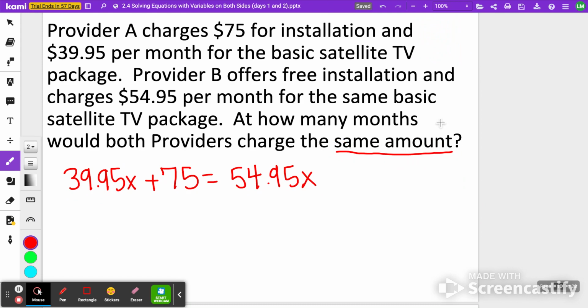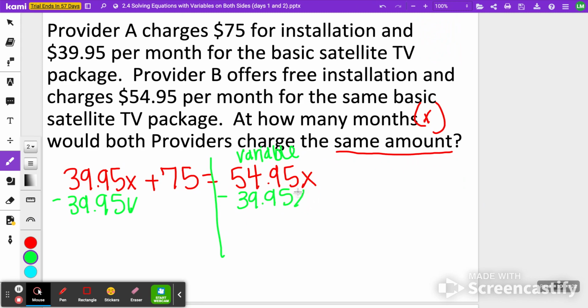So now we're solving for x, which is the number of months. What I want to do first is get variables all to the same side. So because I have a lone variable on the right side, I'm going to go ahead and move all my variables to the right side. So I'm going to subtract 39.95x from both sides. When we do that, 54.95 minus 39.95 is 15x, and that's equal to 75.